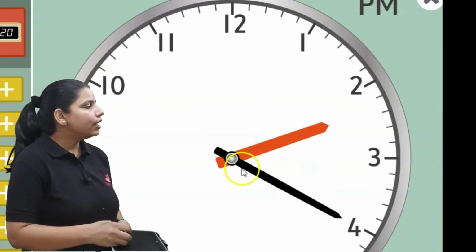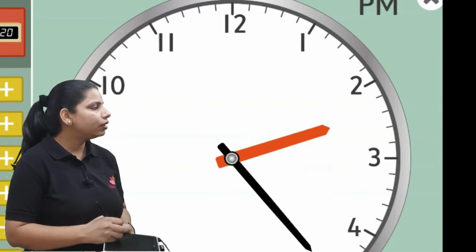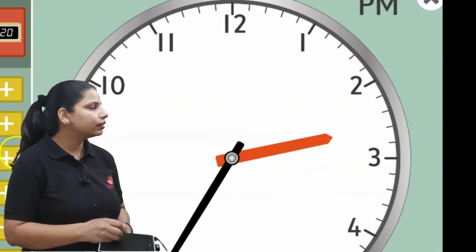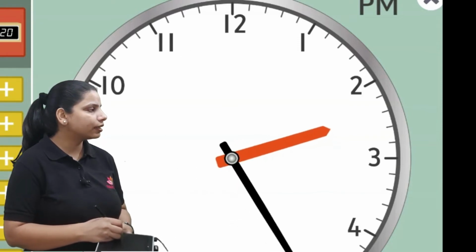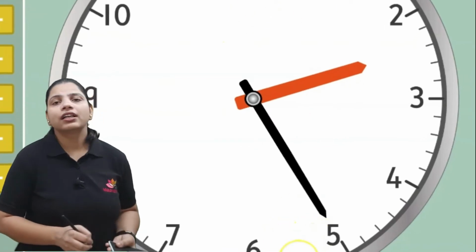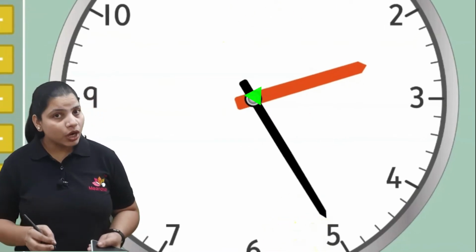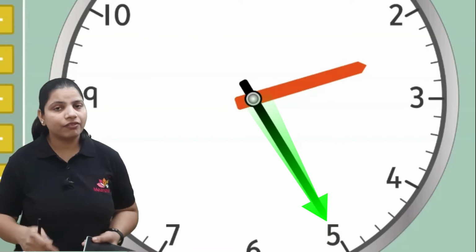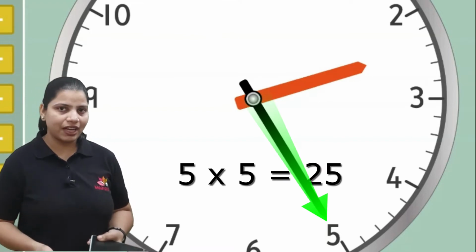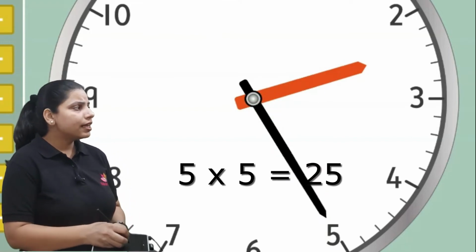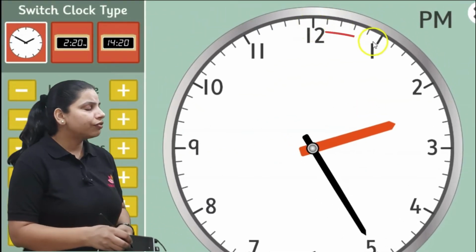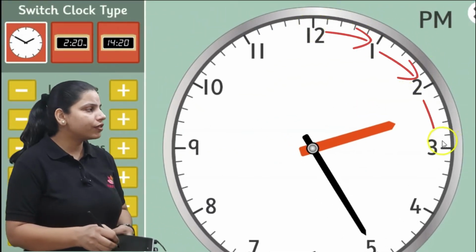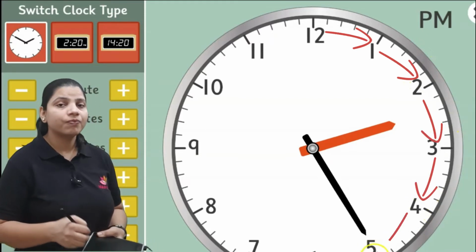Let's say for example, it's this. Okay. Our minute hand is pointing towards 5. 5 times 5 is 25. Otherwise, what you need to do is stand on 12 and start jumping: 5, 10, 15, 20, 25.